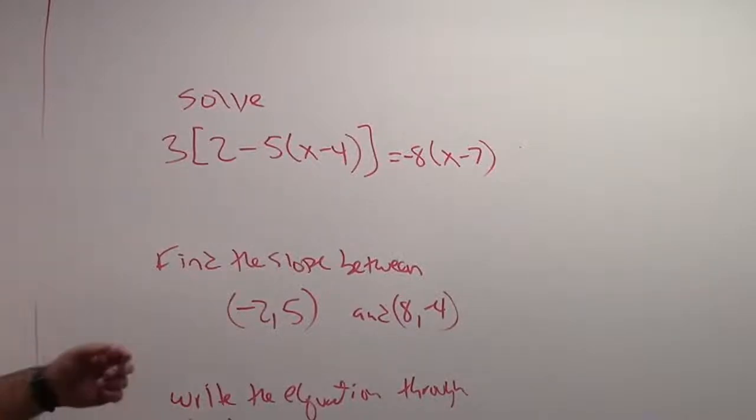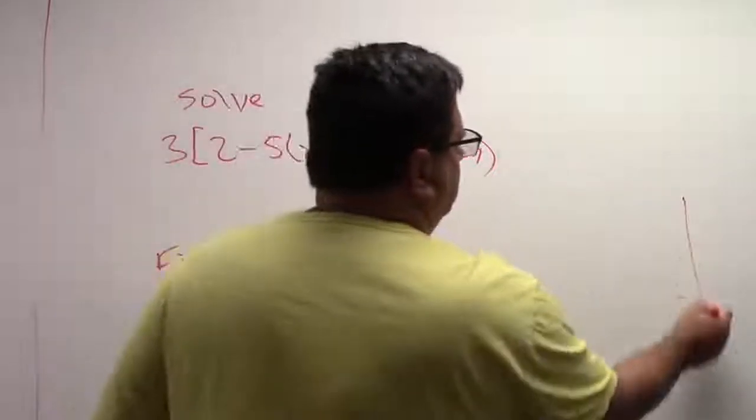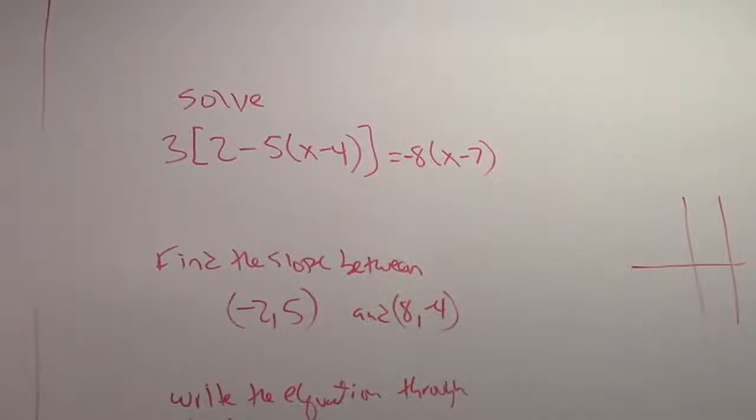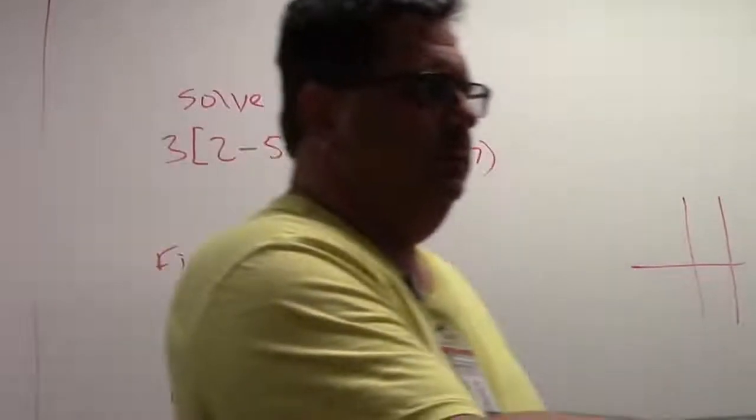All right, so vertical line. Vertical lines have the equation what? What letter is it? Who remembers? A vertical line. It's either x equals or y equals. Which one is it? Vertical line is x equals.